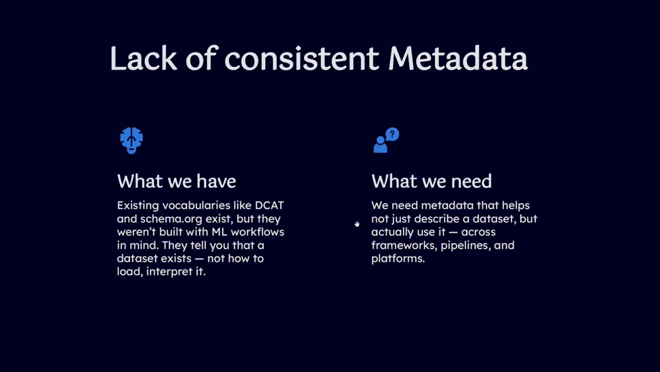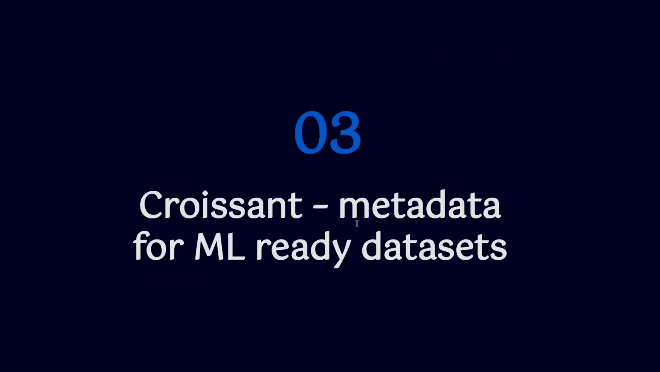And if I had to spell it out, what we have right now, we do have vocabularies that describe data sets, but they tell us where the data lives, who has authored it, the licenses it's under, but that's about it. It doesn't tell us how to load data sets or interpret them. So what we need is a consistent way of doing this that also helps us understand what's in the data sets. Okay, this is where Croissant comes in.